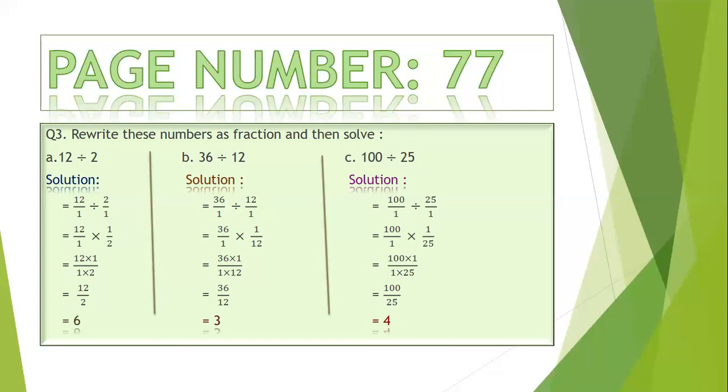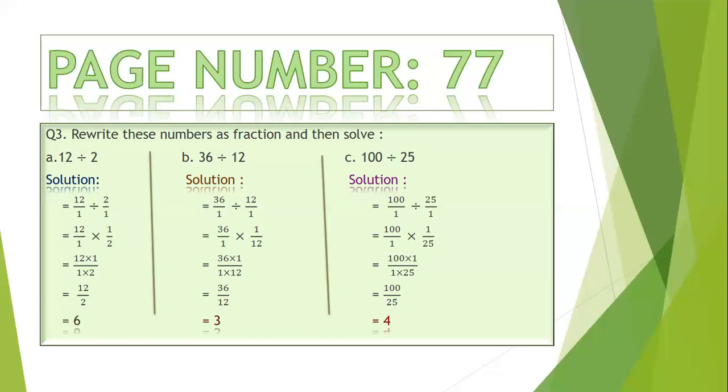36 over 1 multiply 1 over 12. Because when we change the division into the multiplication, what happened? The number after the division will be changed. We will take the reciprocal of that number. So 36 over 1 multiply 1 over 12. Again we multiply both the numerators and both the denominators.